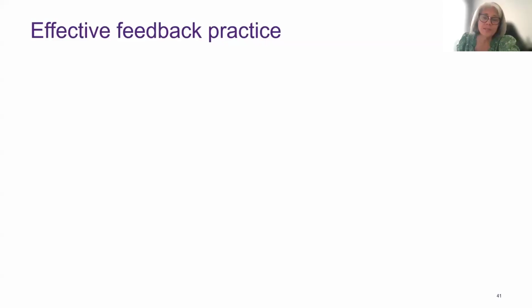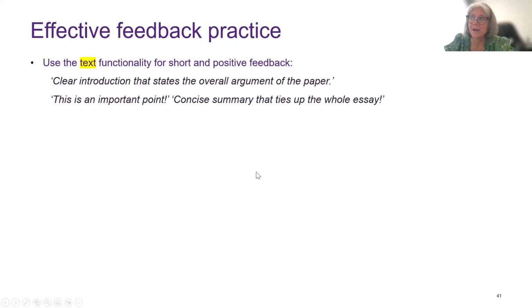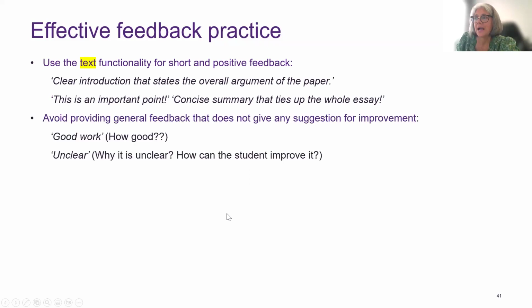All right, if you're going to use these marking tools, the text comments, the bubble, the quick marks, etc., we have some free advice for you here. Use the text functionality for short and positive feedback. And there's some examples. And please don't give feedback that is so general it doesn't give any action points. So ask yourself logical questions as you're providing feedback. For example, if you say a point that they've made is unclear, from the student's perspective, it's logical to ask, well, why is it unclear and how can I improve this?